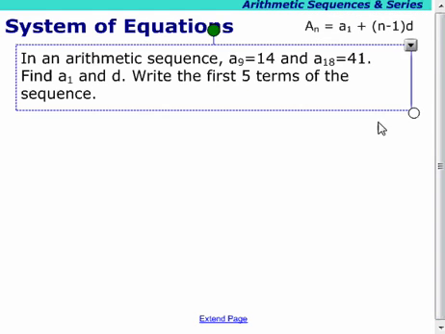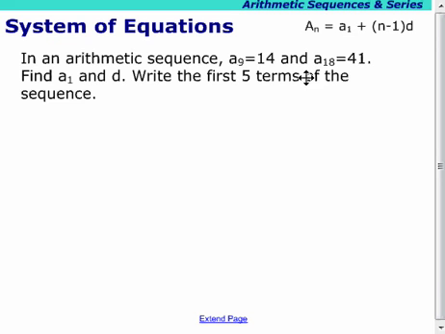Here's a question where they tell me in an arithmetic sequence the 9th term is 14 and the 18th term is 41. Oh, so they don't tell me what the first term or what the difference is, but they want me to write the first 5 terms of the sequence. Well, maybe I'm in a little bit of trouble with this one, because here's my formula. A9 is 14, so the 9th term is 14 is equal to, I don't know the first term. The number of terms, yeah, I know that would be 9, but I also don't know what the difference is. So in my equation here, I have 2 unknowns.